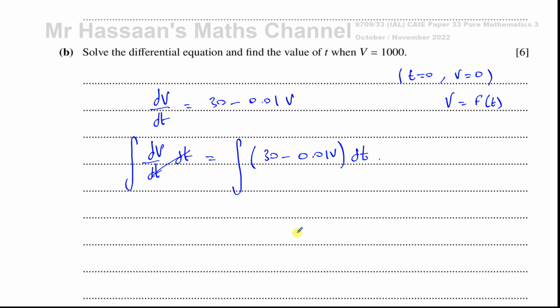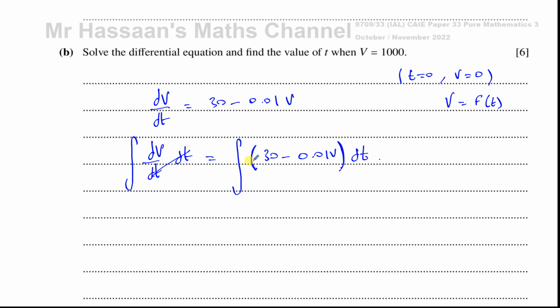Now we have to separate the variables. Now this, you can't separate like these two are separate things. It has to be like a whole thing, because the whole of this is integrated with respect to t. All right? It's not like I can add 30 to both sides, or I can add 0.01v to both sides. I have to take all of this times dt, you could say, right?